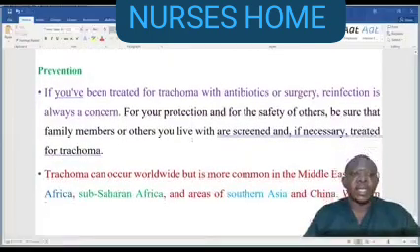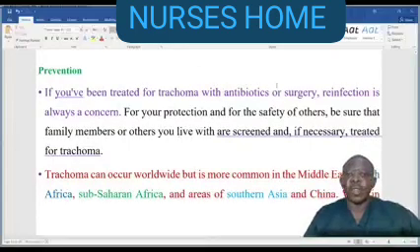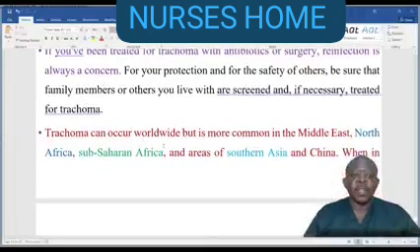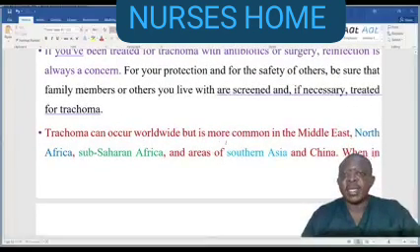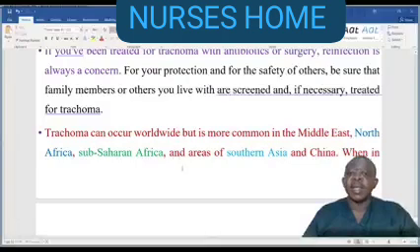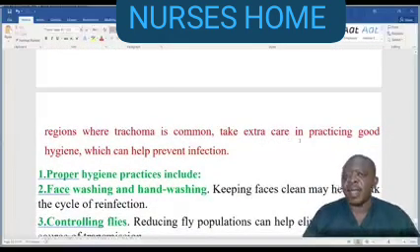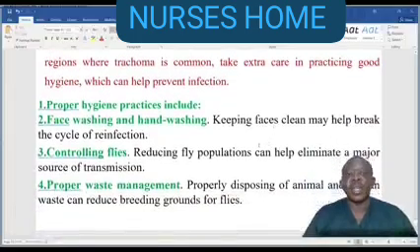In the prevention of trachoma, if you have been treated for trachoma with antibiotics or surgery, reinfection is always a concern. So for your protection and for the safety of others, be sure that family members or others you live with are screened and, if necessary, treated for trachoma. Trachoma can occur worldwide, but it is more common in the Middle East, North Africa, Sub-Saharan Africa, and areas of Southern Asia and China. When in regions where trachoma is common, you can take extra care in practicing good hygiene, which can help prevent infection.